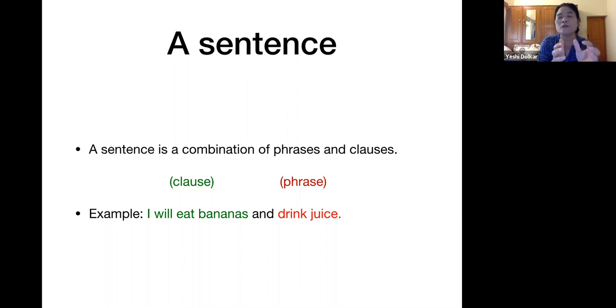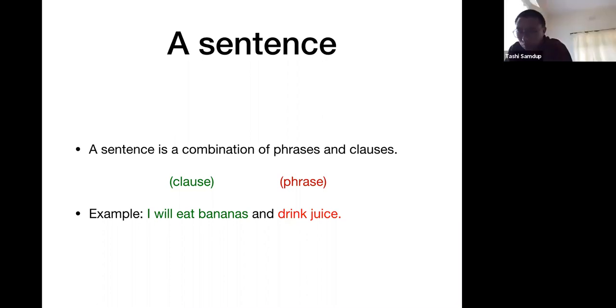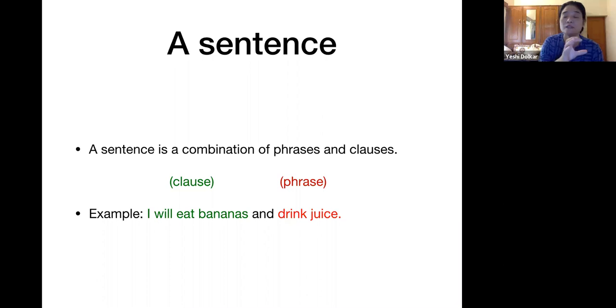If you look at this clause, you will see that it has a subject and a verb. But if you look at the phrase, it does not have both a subject and a verb. It may have a subject, but not a verb, or it may have a verb, but not a subject. You can't have both in a phrase. Do you understand? Yes.